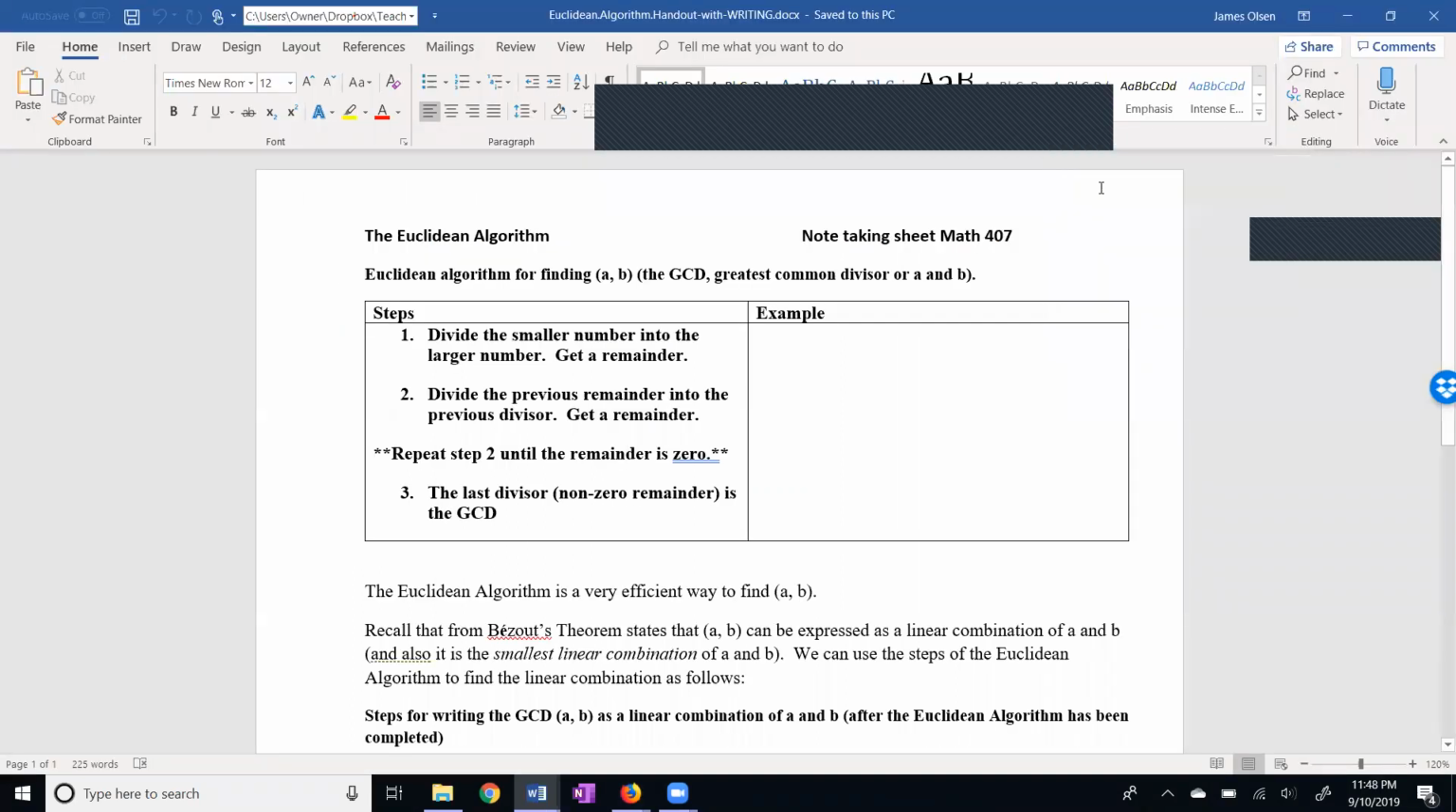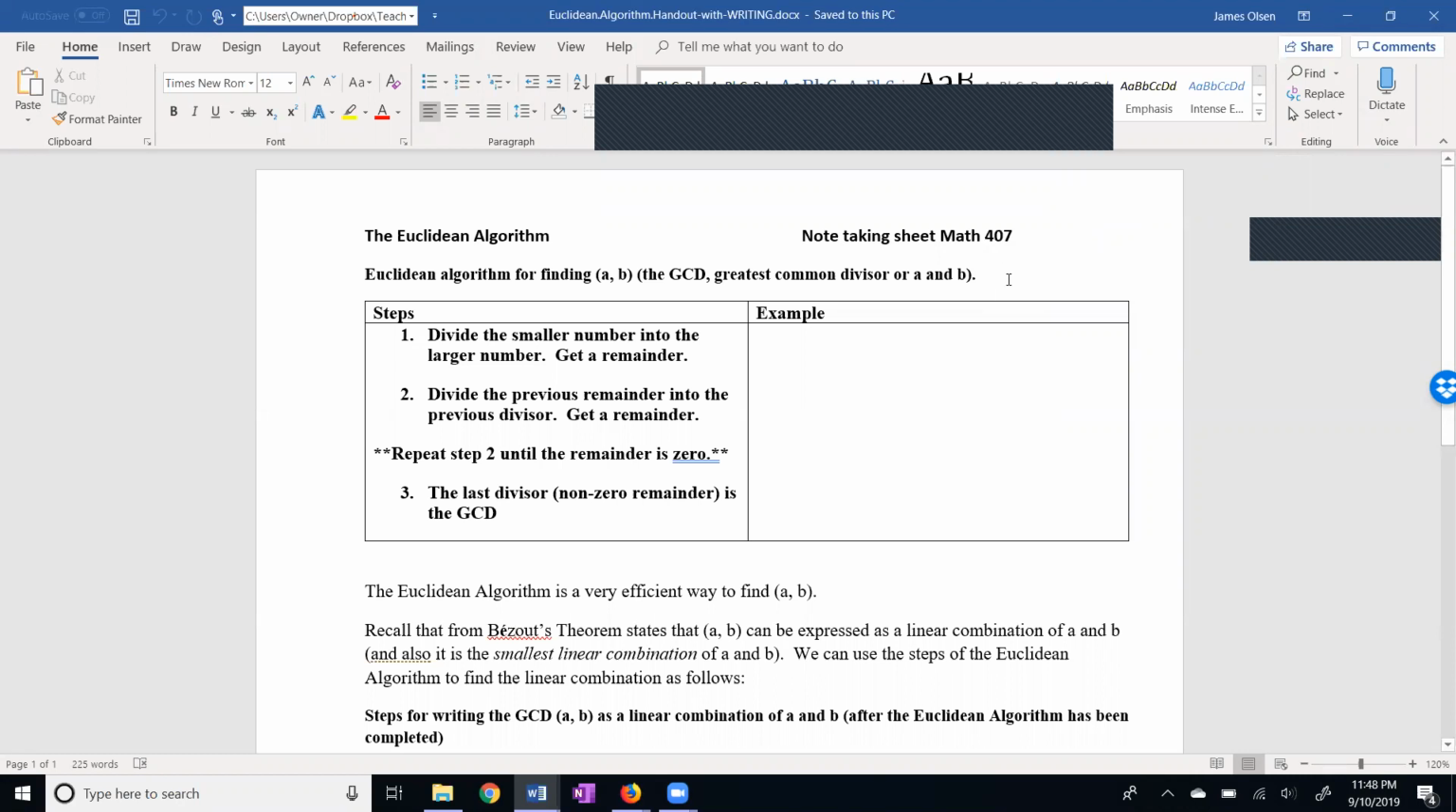Now I'd like to get into the Euclidean algorithm. The Euclidean algorithm is named after Euclid himself, our great Greek mathematician. And we might have somebody look up, maybe somebody took the Math 406 class here at WIU and can tell us a little bit about Euclid.